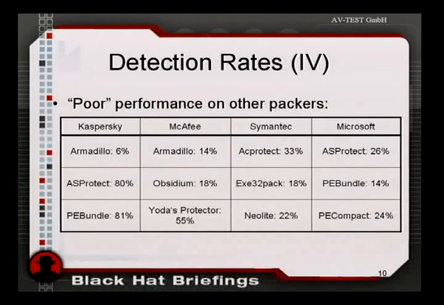Next slide is basically the other side. This is the poor performance on packers which aren't commonly found in the whitelist. Again, let's have a look at Symantec. If you remember, they had an average rate of about 60%, and on these packers, they only detected 33% of the samples we used, just 18%, 22%, and same is true for most of the other products again.